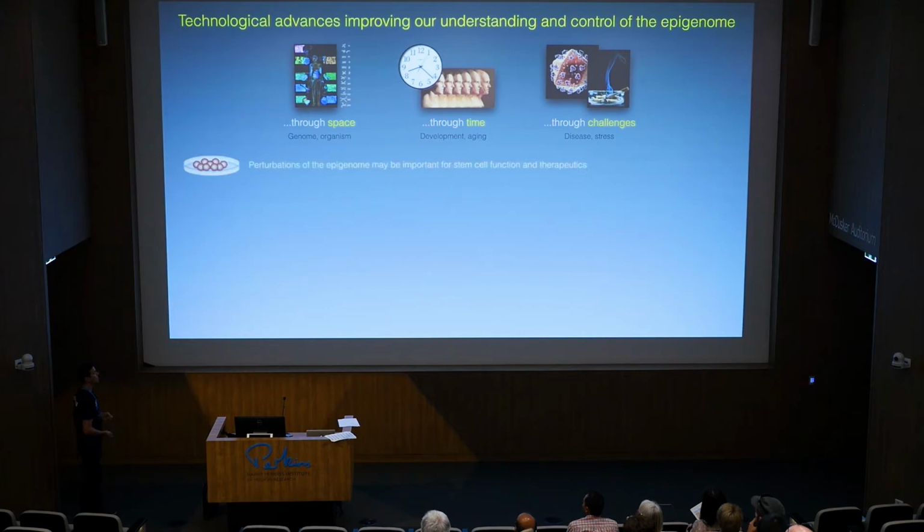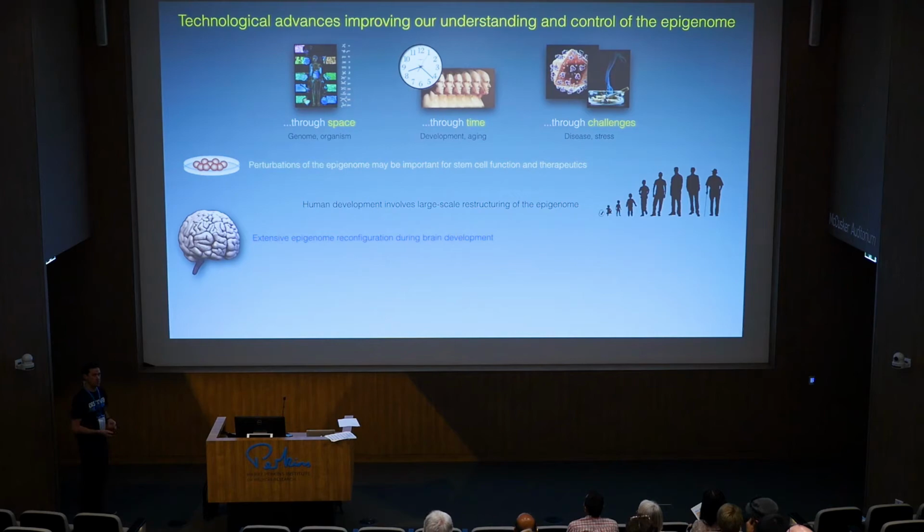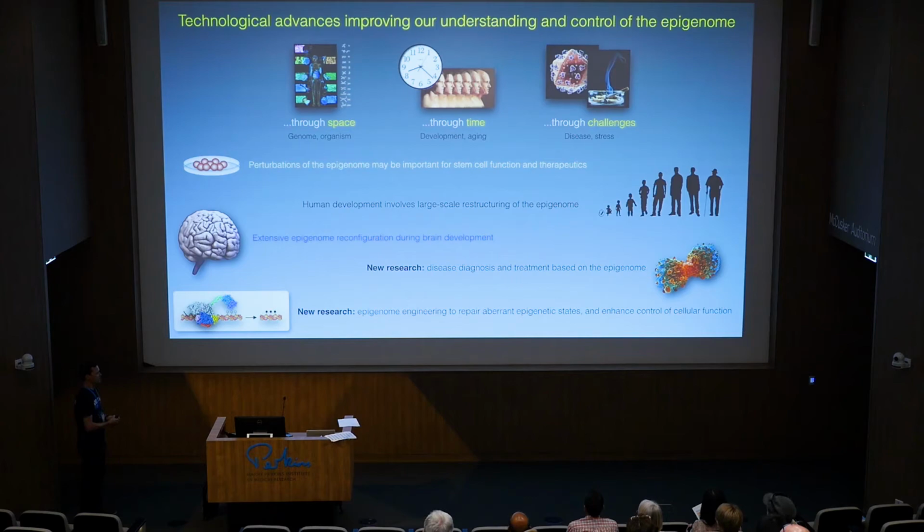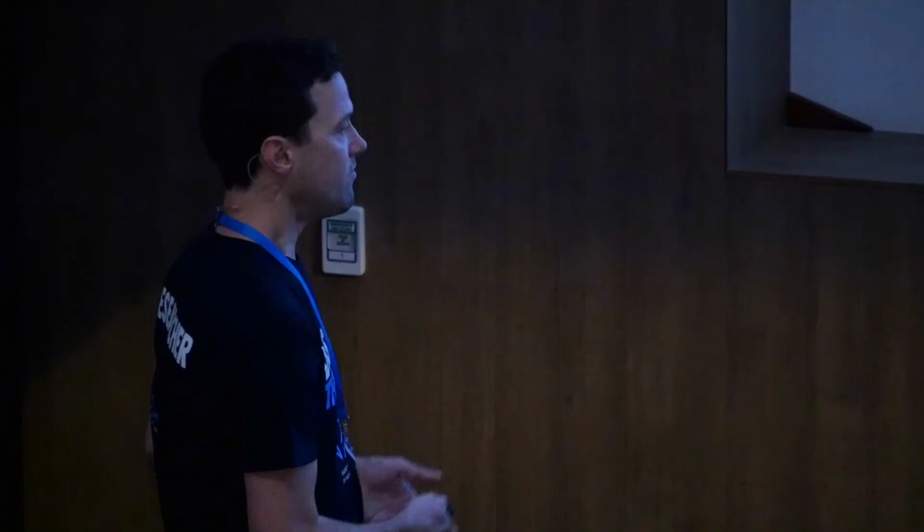Now, we're studying this in the context of stem cells and trying to improve them for their therapeutic function, the changes that happen as we age and develop, how these can be disrupted in various disease states, and what we may be able to do to remedy those disruptions. New areas of research that we're exploring are various disease diagnoses or treatments that are based on the epigenome, and this new frontier of epigenome engineering that allows us to repair aberrant epigenome states and enhance how we can control cell functions. So that's a brief summary of the area of research that we're working in, and I hope that's been useful. I'll be happy to discuss anything.